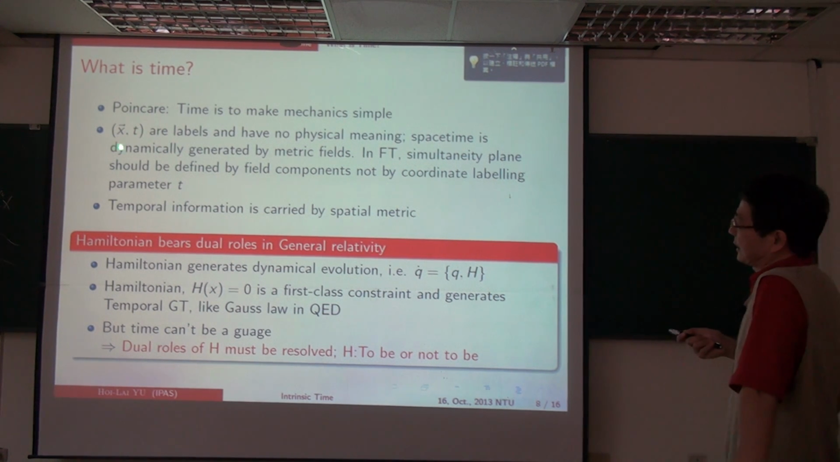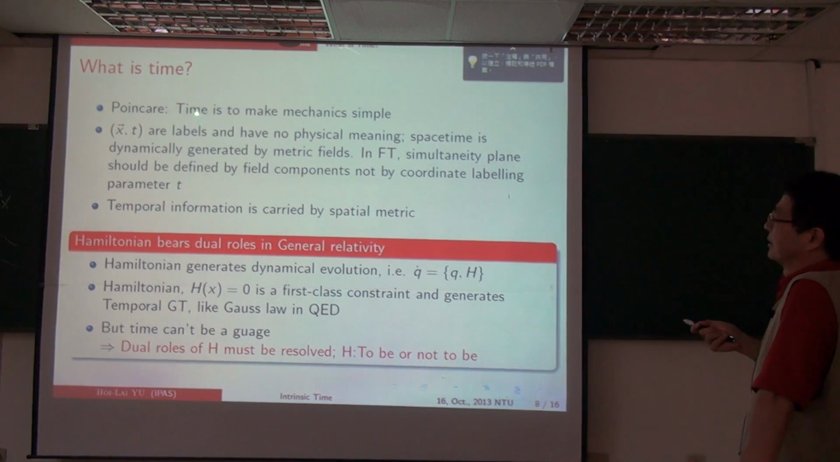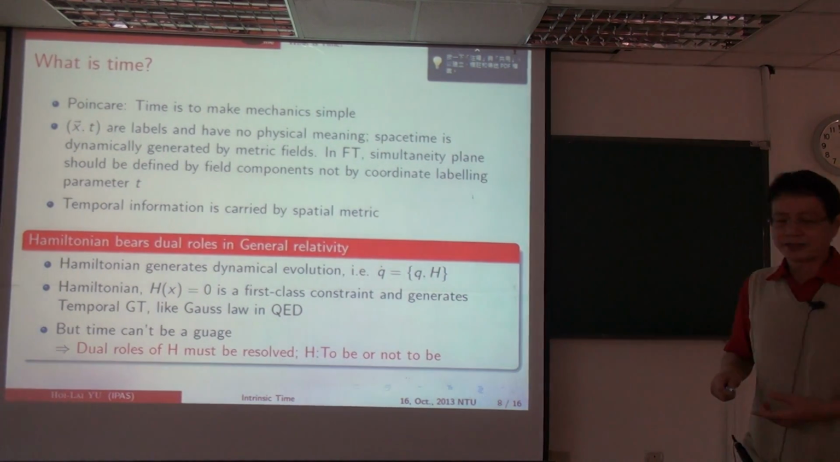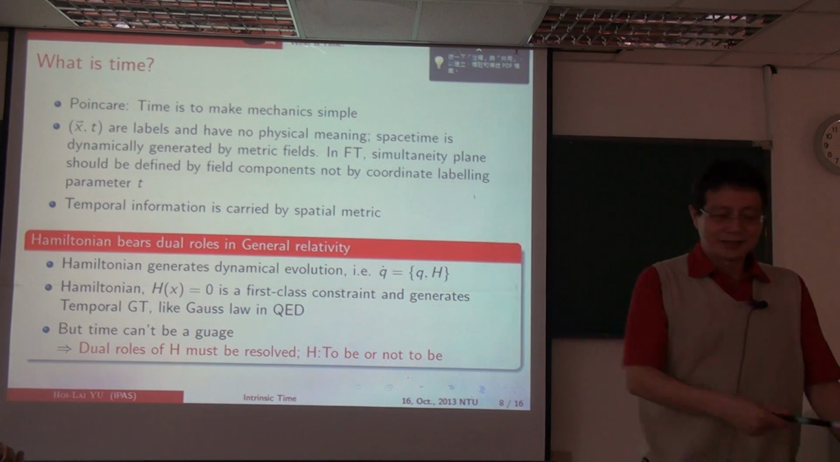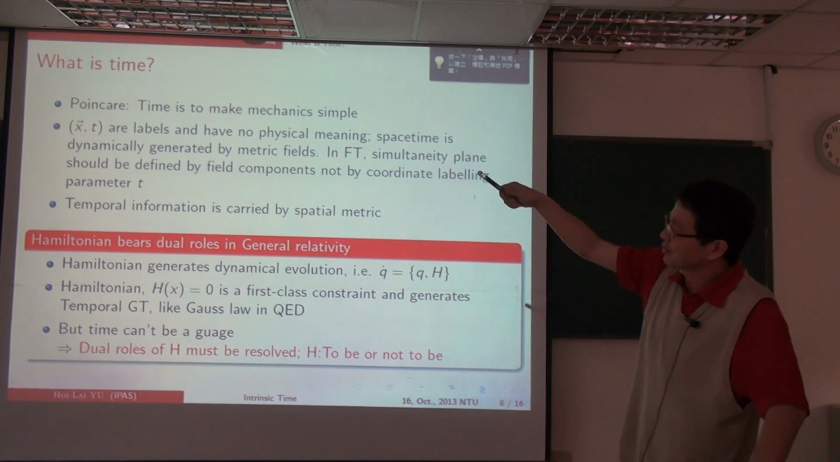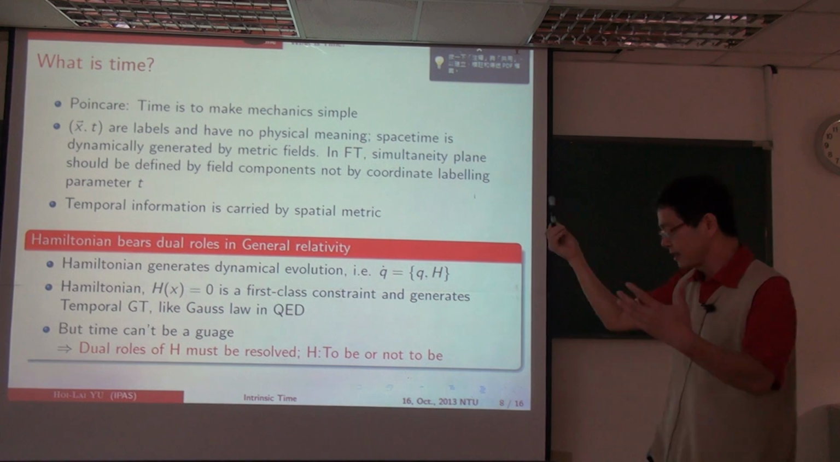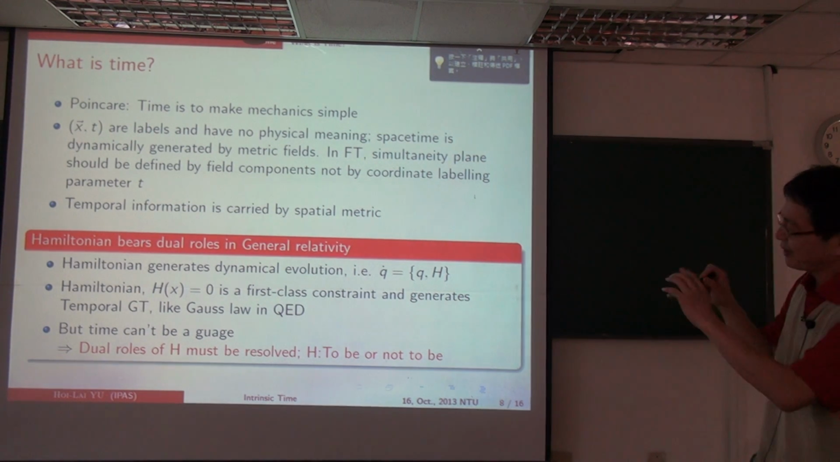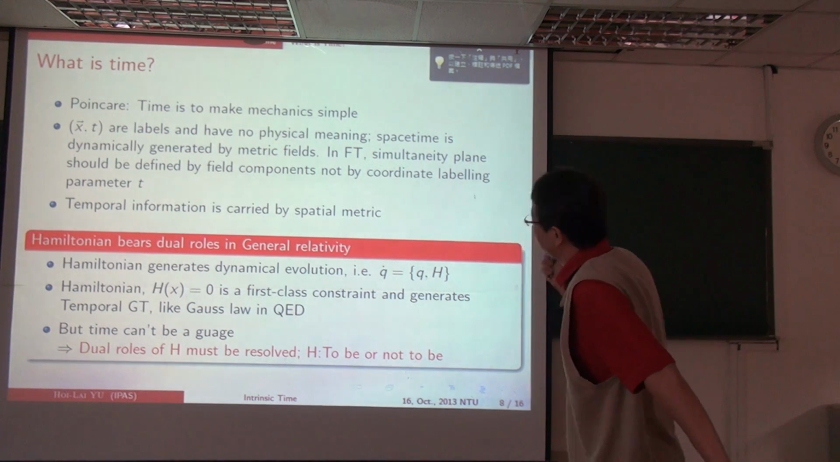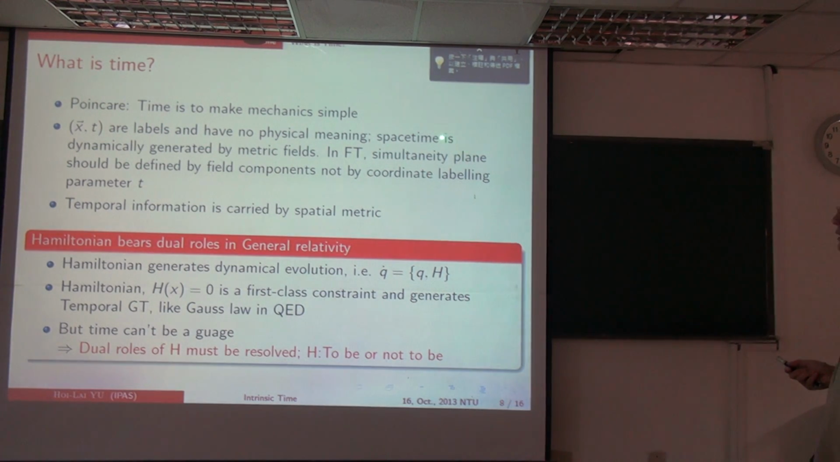But anyway, let's come back to the old question. What is time? Poincaré said time is a single parameter that makes mechanics simple. For example, if I throw away this pointer, it will have a trajectory, and you use a time function to describe this trajectory; it is easy. If you do not use the idea of time, it is very difficult to describe the motion. So Poincaré said time is there to make mechanics simple. The coordinate label has no physical meaning. Spacetime is a dynamical general metric field. In field theory, simultaneity should be defined by field components, not by a coordinate time parameter.